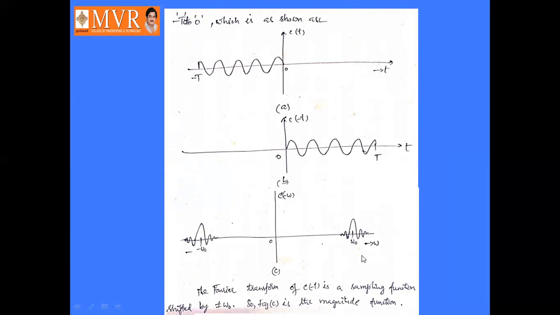So the Fourier transform of C of minus t is a sampling function shifted by plus or minus omega naught. So figure C is the magnitude function, nothing but the magnitude function of C of minus t, that is C of minus omega. C of minus omega versus omega can be drawn like this. This is about the correlation, cross correlation, auto correlation, and its properties. Next, detection of periodic signal by correlation and filtering, and the relation between correlation and filtering, all of which we discussed in our earlier classes.